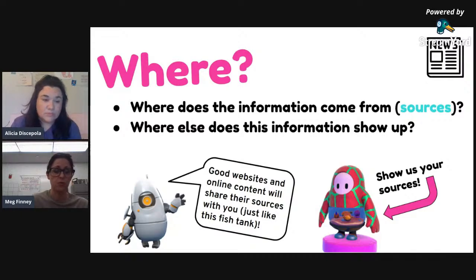We also want to know where else this information shows up. When you're looking for stuff online, if you find one website, it's a good idea to find at least one or two others that have the same information, so that you know they're all telling the same story and giving you the same facts. That way you can feel a little more confident about the information you're seeing. So it's always good to know those two things.